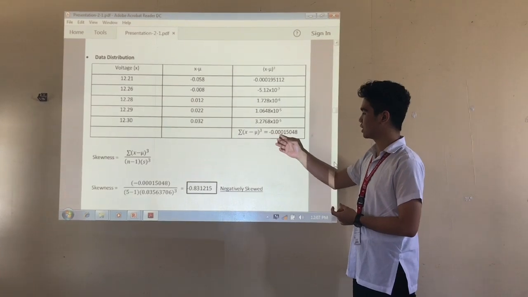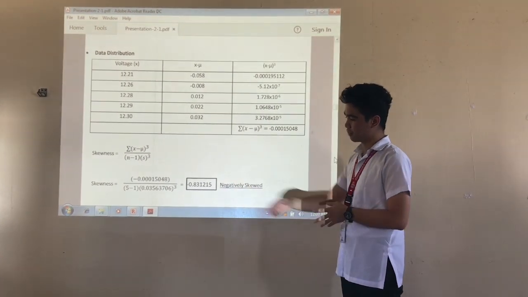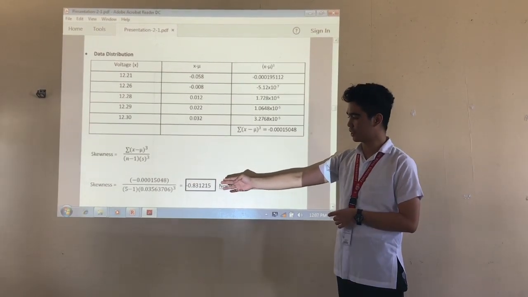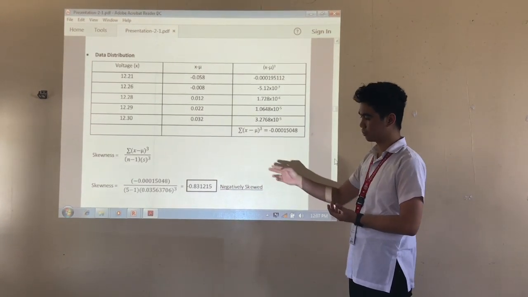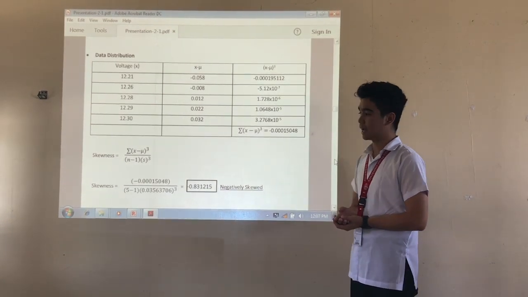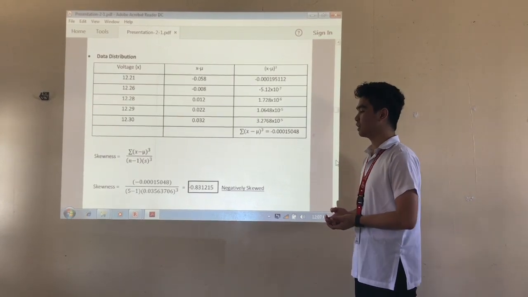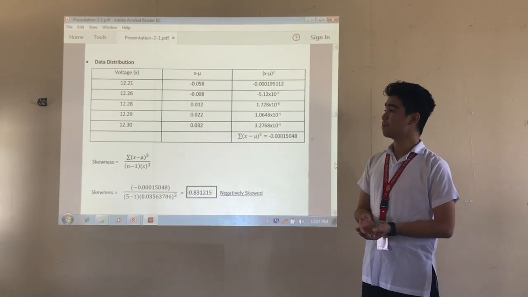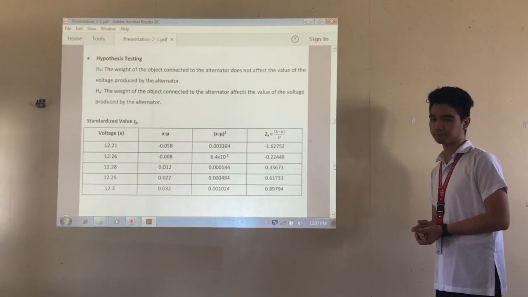Ang nag-result ng summation of x minus mean cube ay negative 0.0015048, over n minus 1, and ang ating standard deviation na 0.0356 cube. So ang ating pong skewness ay negative 0.831215, which is negatively skewed na correspond naman po sa ating box and whisker plot.